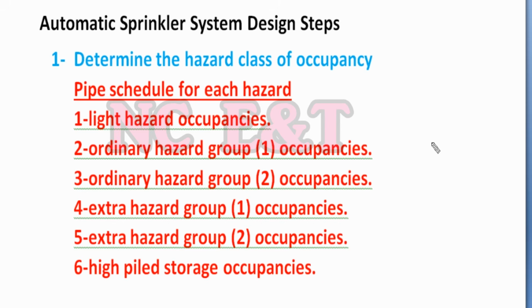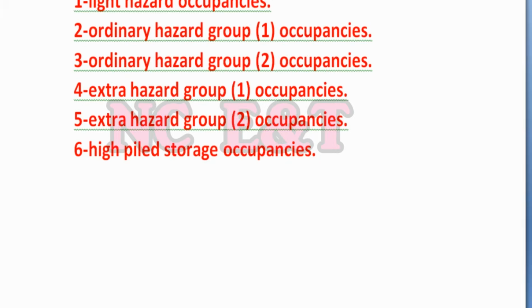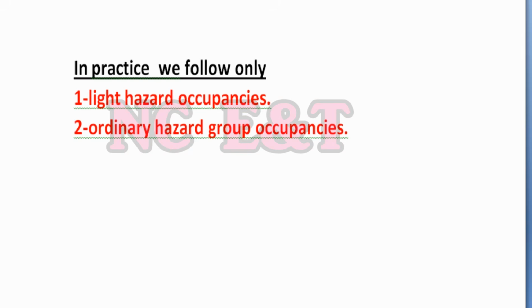Now we will discuss the design step using pipe schedule method. First of all, number 1, we need to determine the hazard class of the occupancy. And there are different classes of hazard: light hazard, ordinary hazard, extra hazard and high pile storage hazard. But our method is applicable only for 2 hazard. Number 1, light hazard and ordinary hazard group. For other hazard, extra hazard and higher, we need to follow hydraulic calculation.